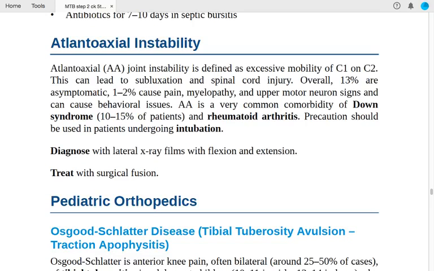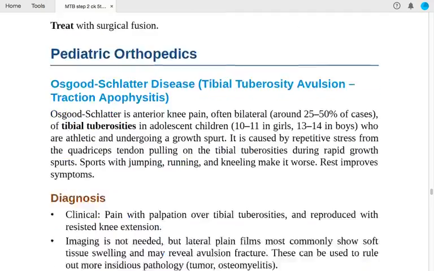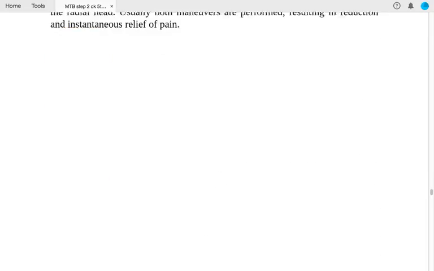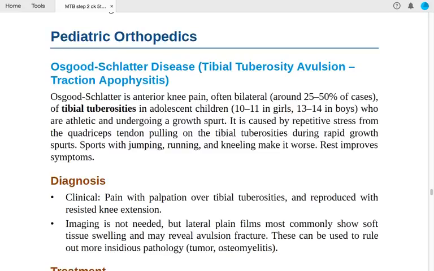Now we're coming towards atlantoaxial instability. There are a few topics. Yeah, after this we can play the video, right?